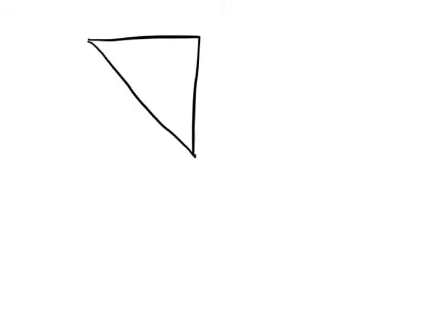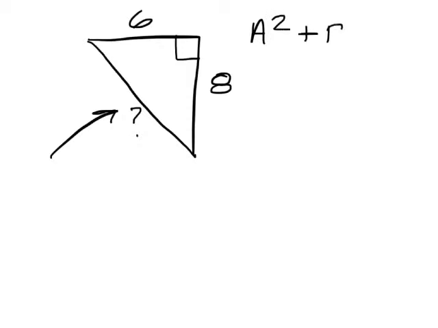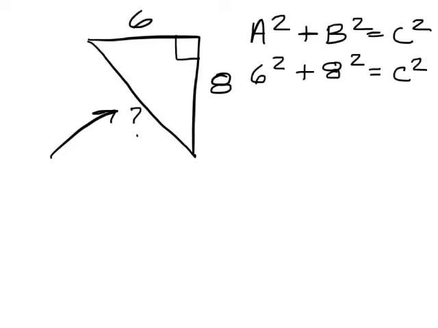This triangle is shaped a little differently or in a different position, but you still do the same thing. 6, 8, and we don't know what the hypotenuse is. The formula is A squared plus B squared equals C squared. 6 squared plus 8 squared is C squared. Simplify the 6 squared and the 8 squared to get 36 plus 48.